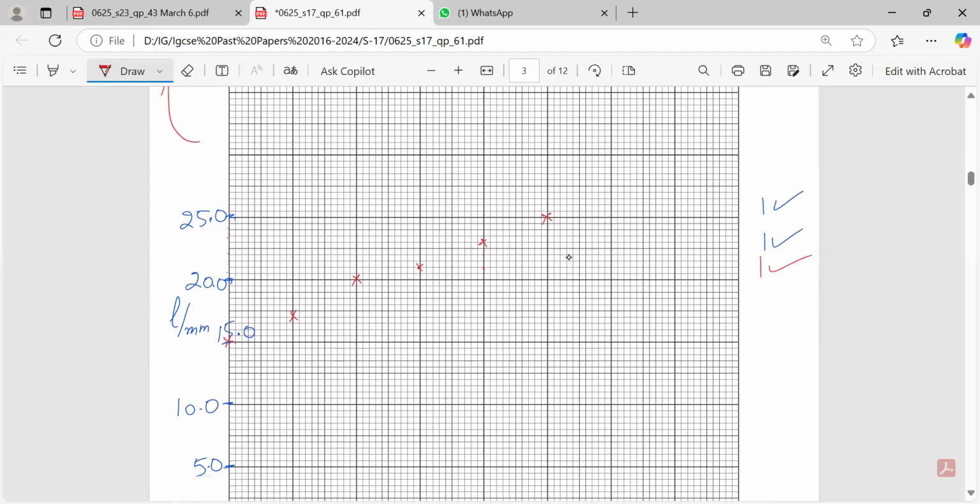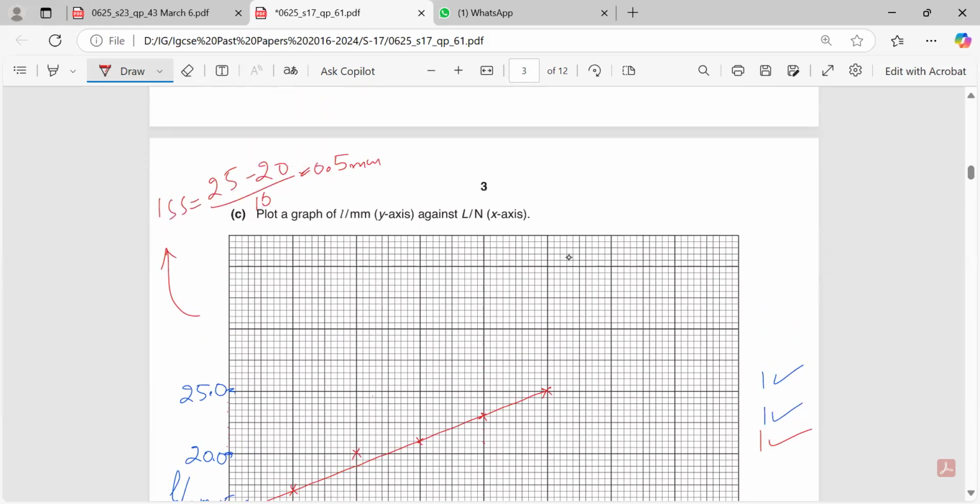Anyhow, so these plots are done, and now we will be drawing the line of best fit. So my dear friends, here we can make it this way, that's okay. So that is the line of the graph.